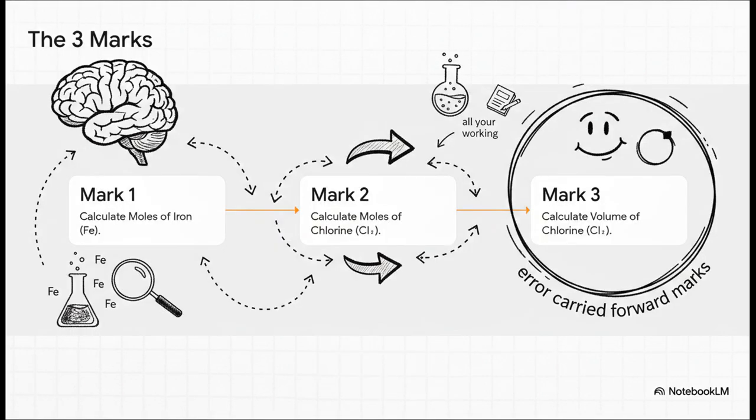So the mark scheme gives marks for these 3 separate steps. Following this structure is so important because it means you can still get error carry forward marks. What's that? Well, it means if you mess up the first step but use your wrong answer correctly in the next steps, you can still get marks for your method. That is a total game changer. It's like a safety net.